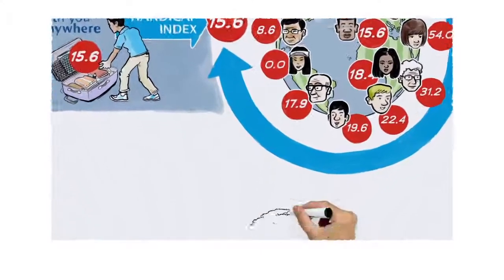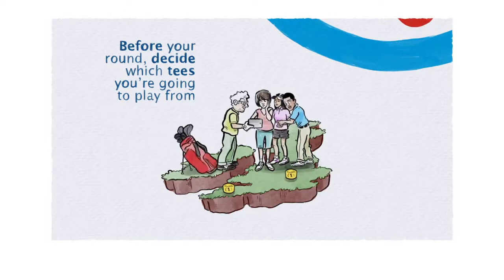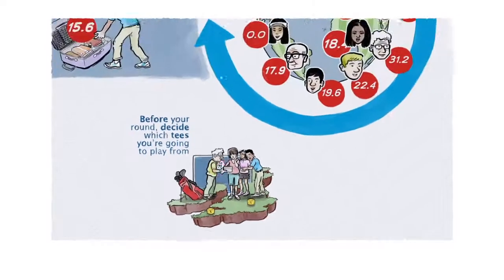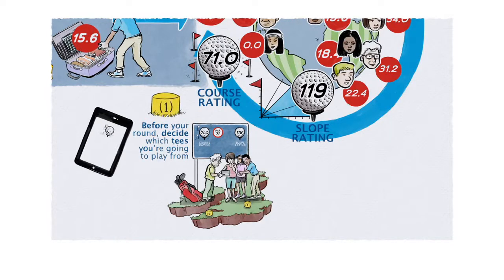Before your round, decide which tees you're going to play from, which can be different for each member of your group. Every set of tees will have a course and slope rating based on course difficulty. These will normally be available on a lookup chart near the first tee or through an app.